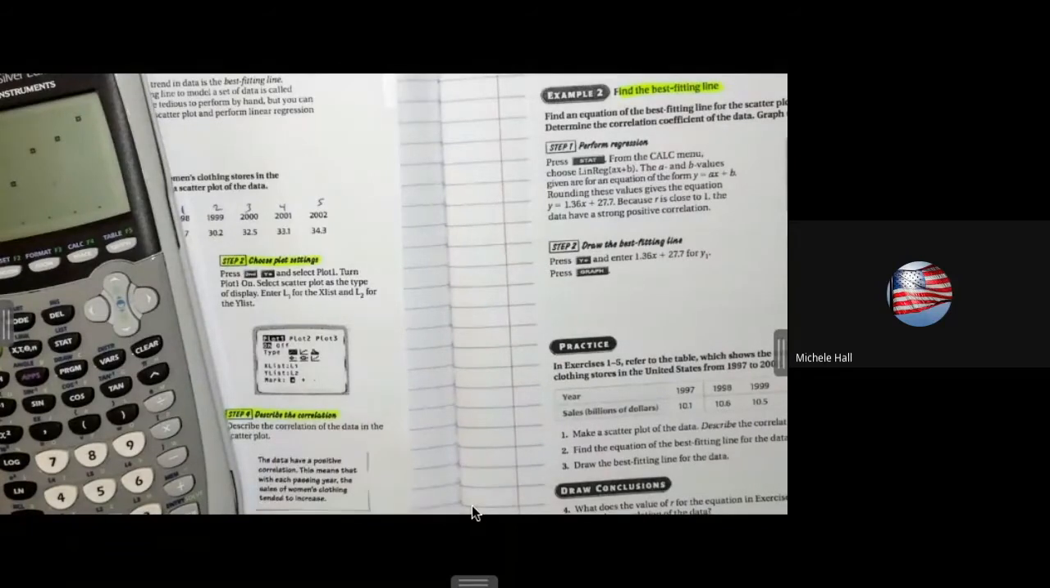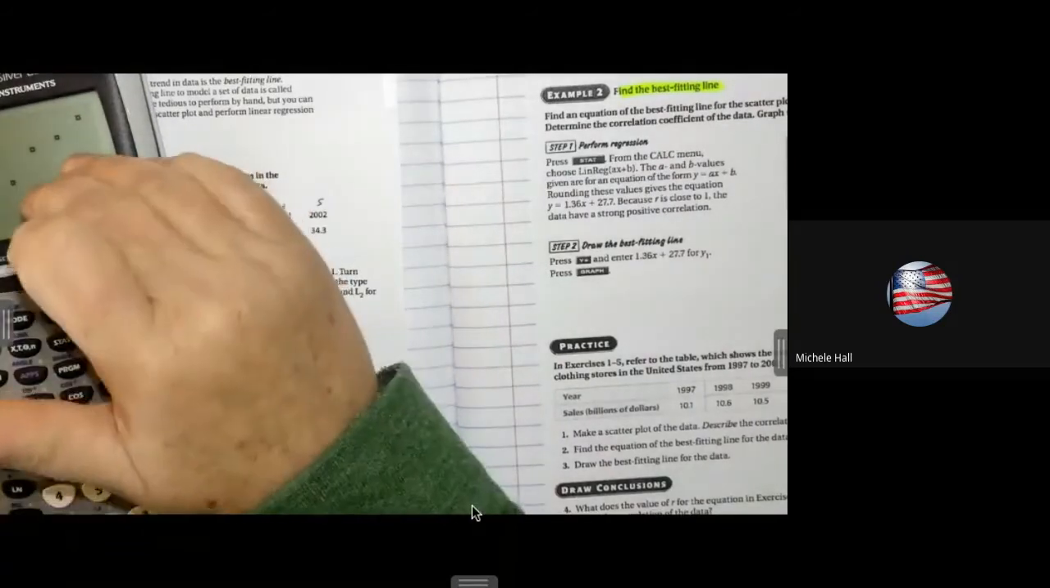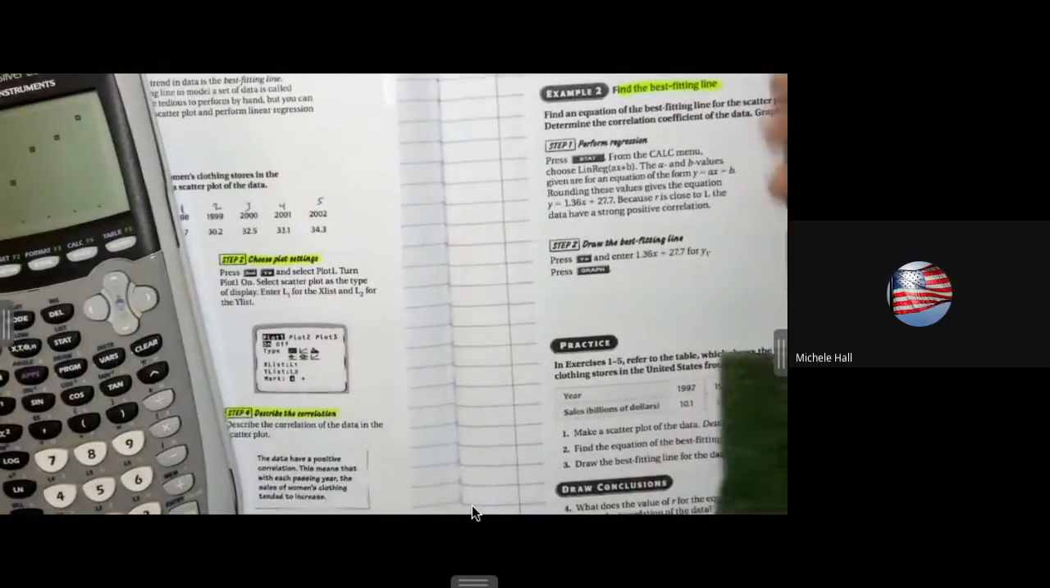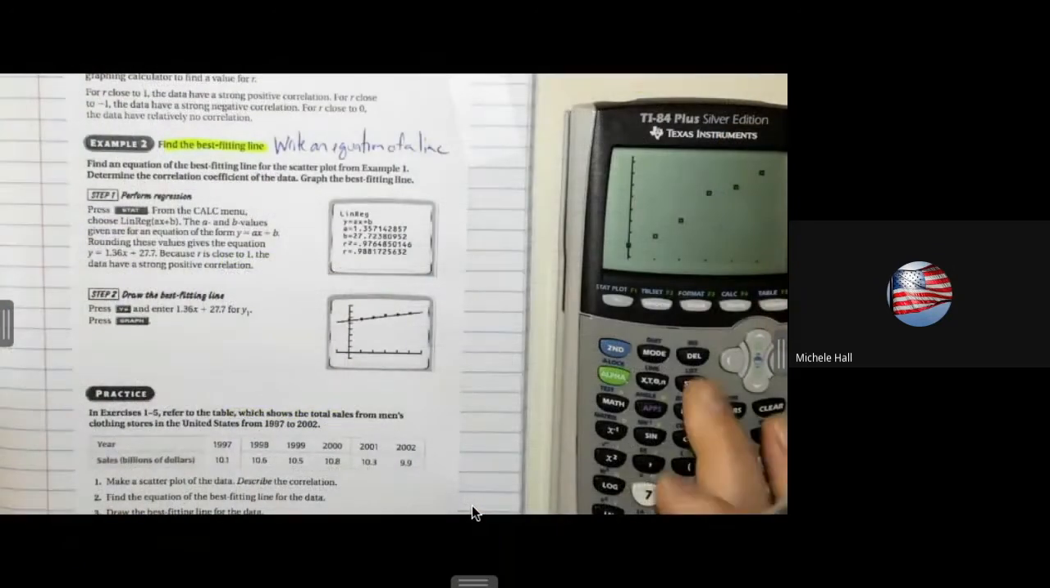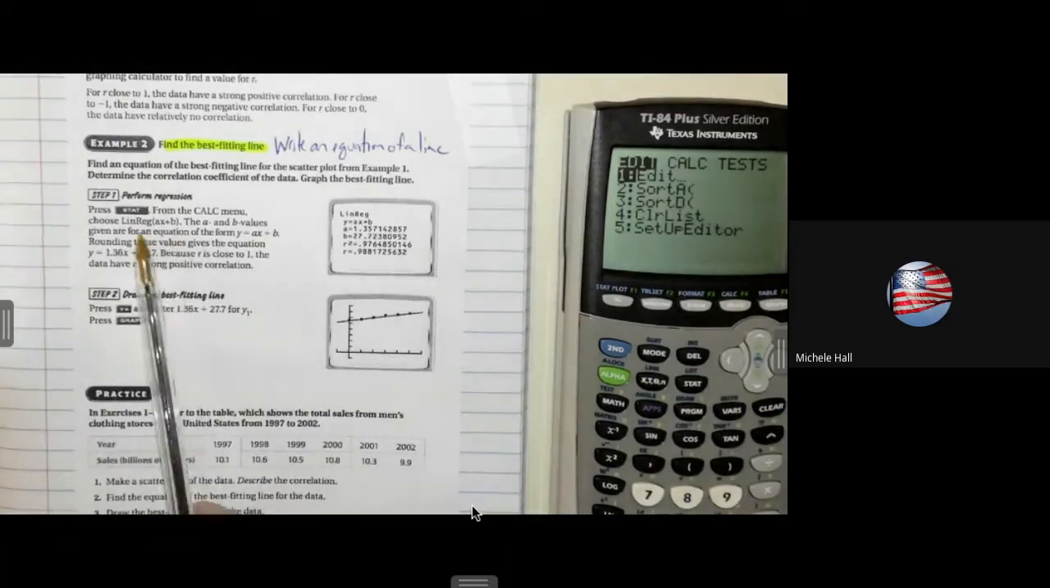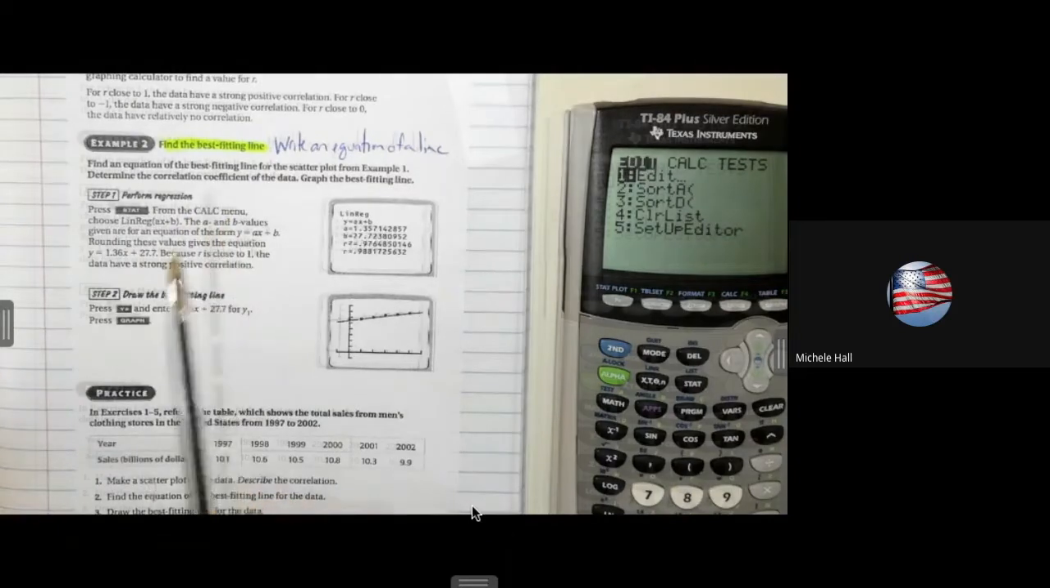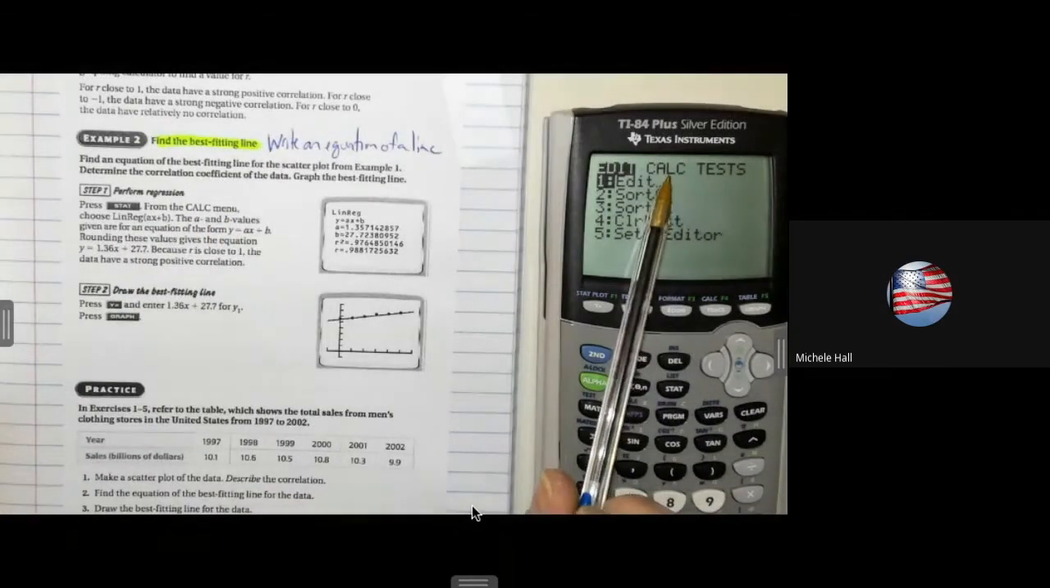You put your data in, you get the zoom stat graph on your calculator, and then you're going to write an equation of a line. So this is right, so press stat. Then what does it say to do? Press stat from the calc menu. Where does it say calc menu on here? Right here, right? Right at the top?